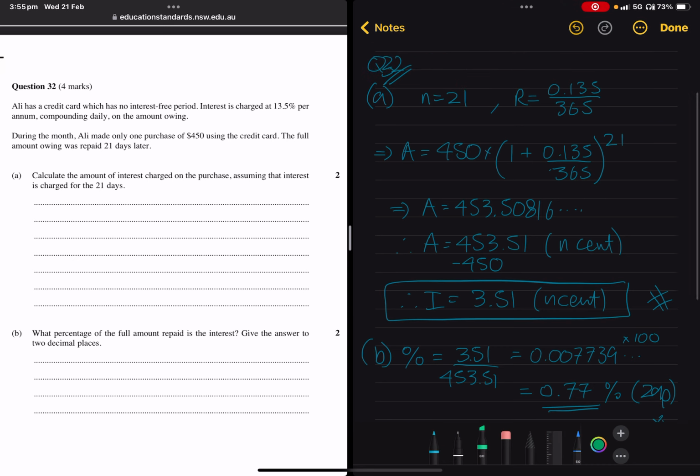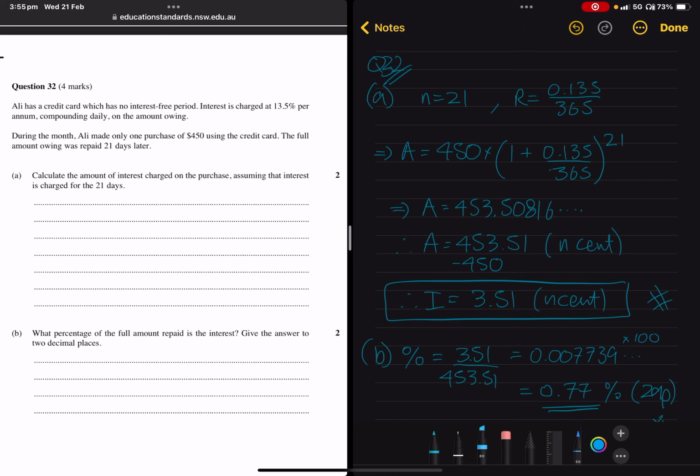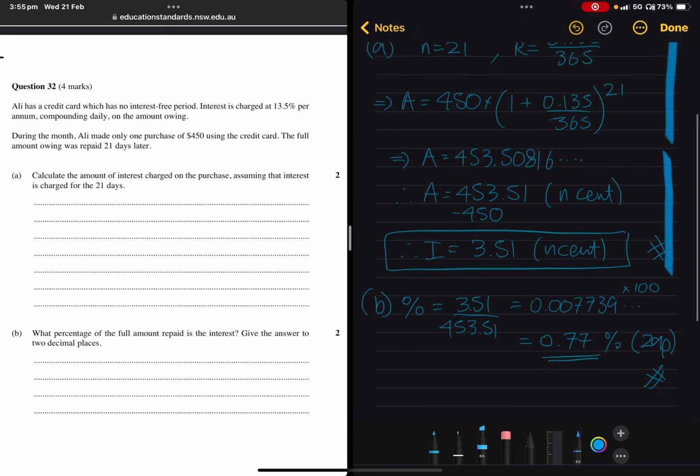So let's go through the marking. Let's change our marking color. So we have, for 32A, 1 mark for some correct value into the compound interest formula or equivalent. So if you start trying to calculate something using compound interest correct values, that'll get you 1 mark. The second mark, you've got to get the correct answer. And you have to remember for part A, the answer has to be the interest, right? Not the total. So you've got to subtract the 450 and get the 3.51 to get the interest.